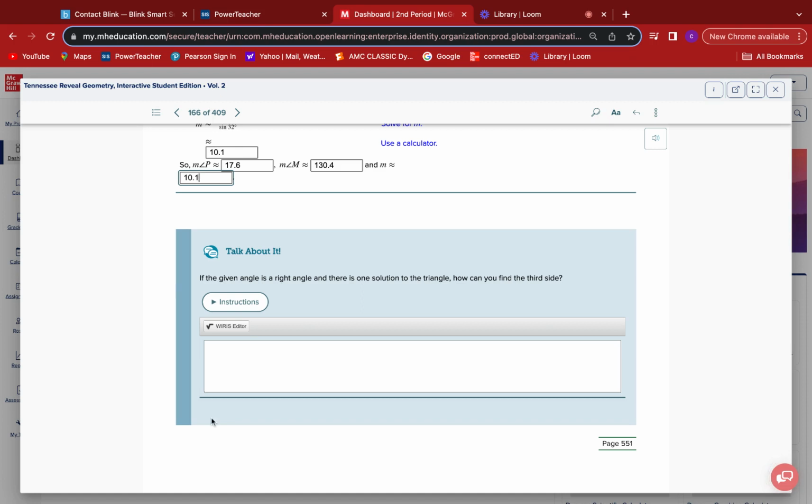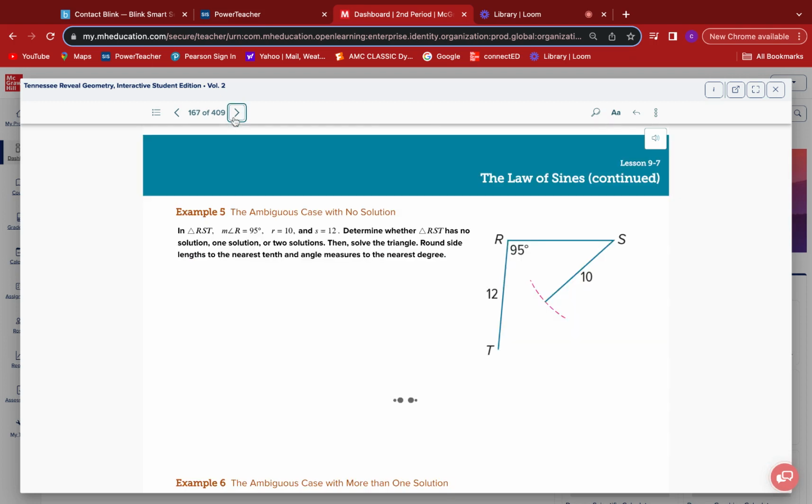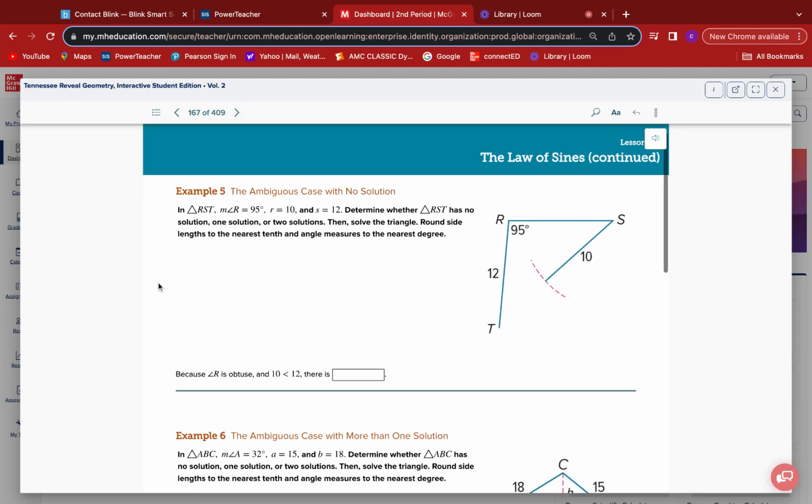All right, turn to the next page. Example number 5. I'm on page 552 of your workbook. Okay, let's see what we got. Oh, this is the ambiguous case. Yeah, okay. So first off, that 10 is less than the 12. All right, since the measure of angle R is obtuse and 10 is less than 12, well, it's not a triangle. No solution. There's no triangle, so it's no solution.